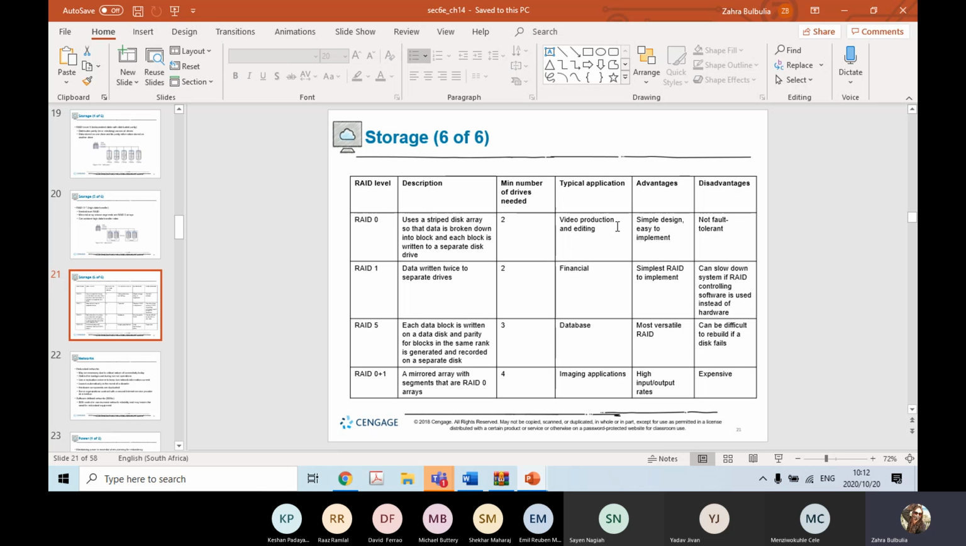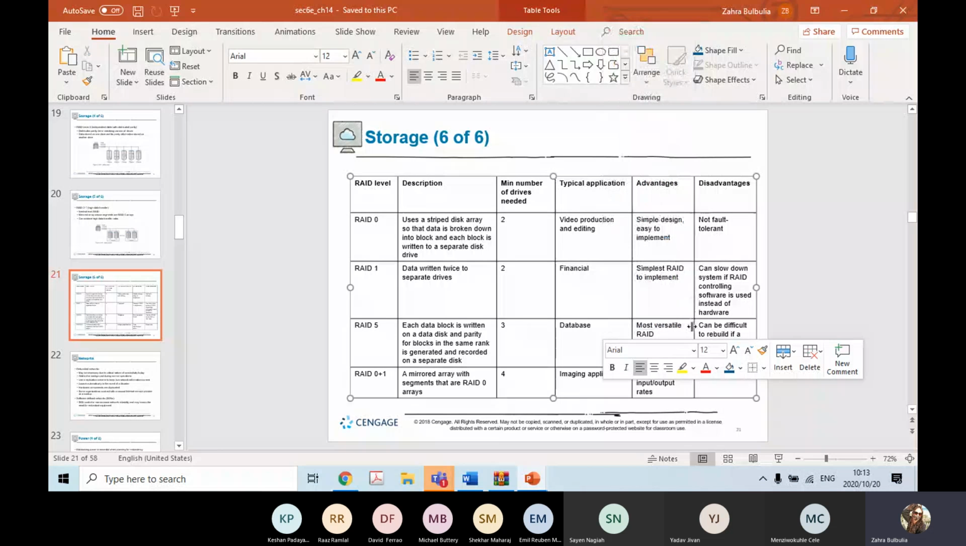RAID 5, each data block is written on a data disk, and a partition for blocks in the same rank is generated and recorded on a separate disk. So you'd use this for databases. It's the most reliable. It can be difficult to rebuild though if a disk fails.